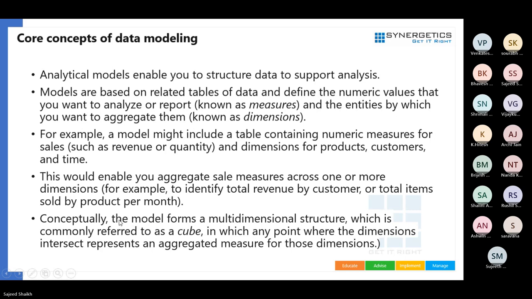The model forms a multidimensional structure, which is commonly referred to as a cube, in which any point where the dimensions intersect represents an aggregate measure for those dimensions. When you take a look at a cube, it is the same from all the sides, right? Same way here, a cube created from some data model should be such that from whichever angle you look at it, you should be able to retrieve the data.